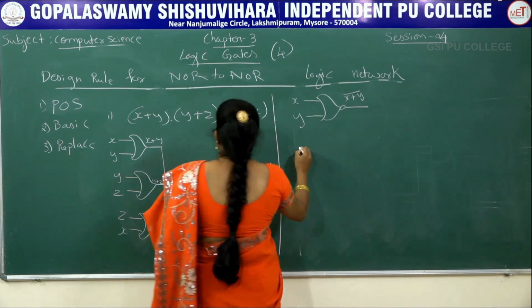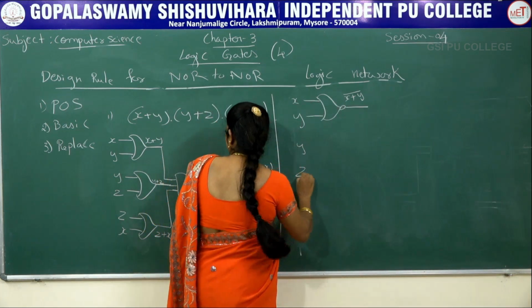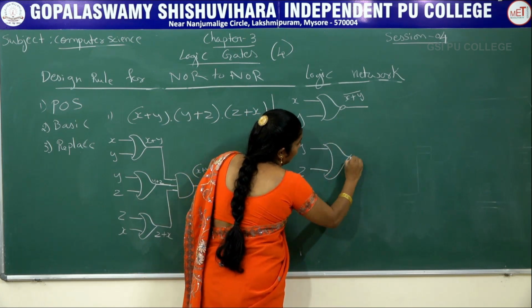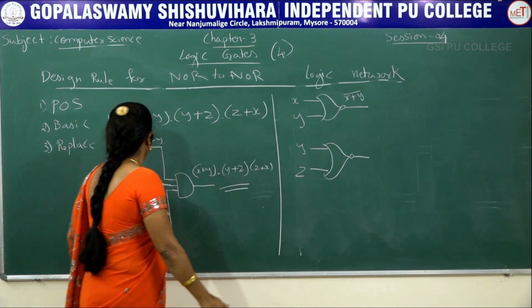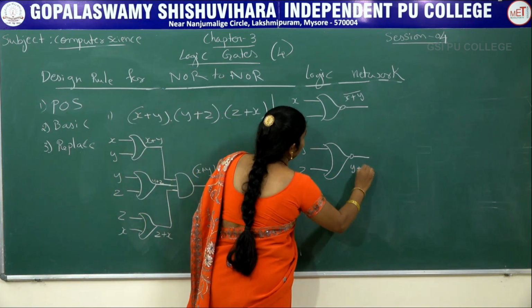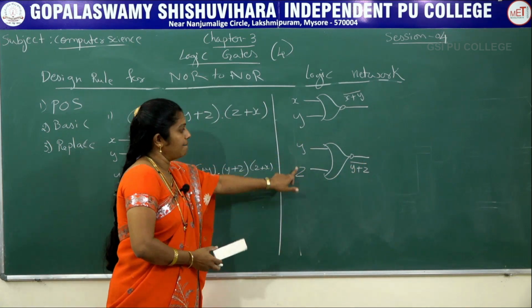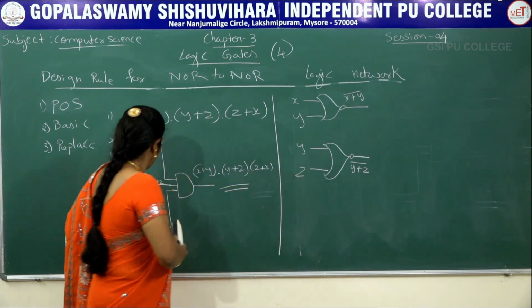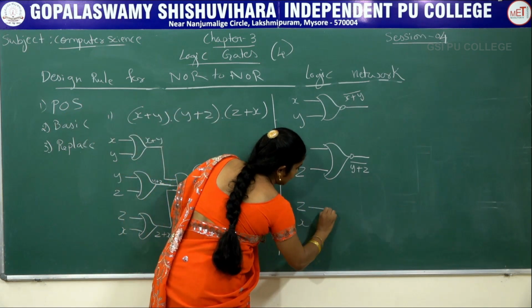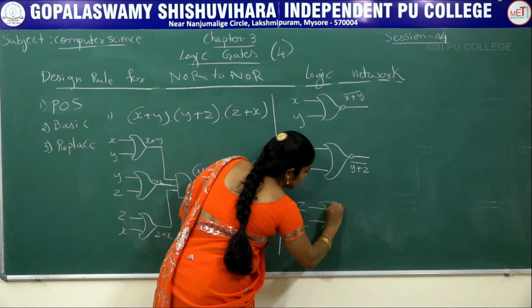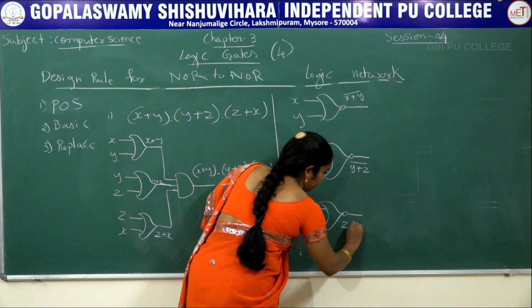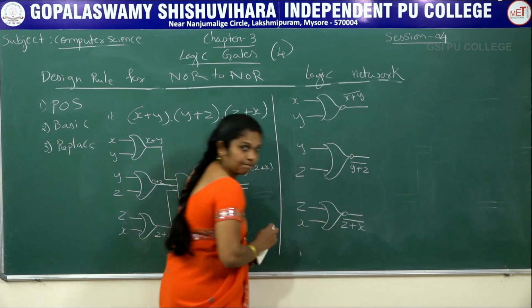Then take the second part, that is Y plus Z. Here also only the NOR symbol I am writing, at the end a circle and then a line. Then what is the output? Y plus Z whole bar. Then take the last part, Z and then X. Take this reverse C shape, then negate here. Output is Z plus X whole bar.